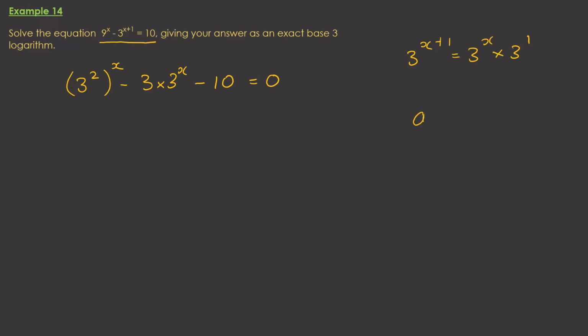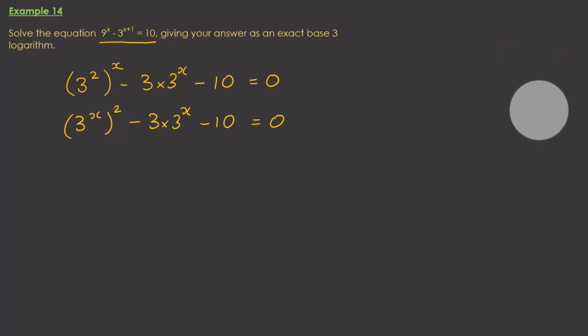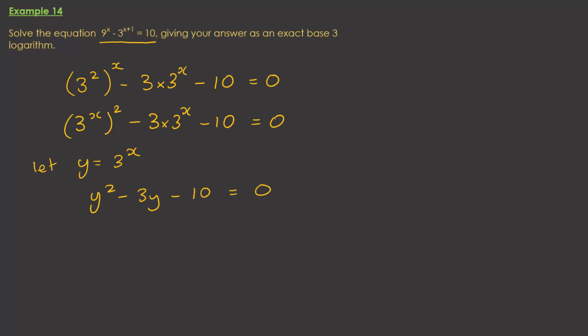We also know that a to the m to the n is the same as a to the n to the m, because it doesn't matter what order you multiply in. So what I can do here is say that that's 3 to the x squared, take away 3 times 3 to the x, take away 10, equals 0. And you might recognize that as a quadratic. You'll certainly recognize it if I say let y equal 3 to the x. And then what you'll have is y squared minus 3y minus 10 equals 0.